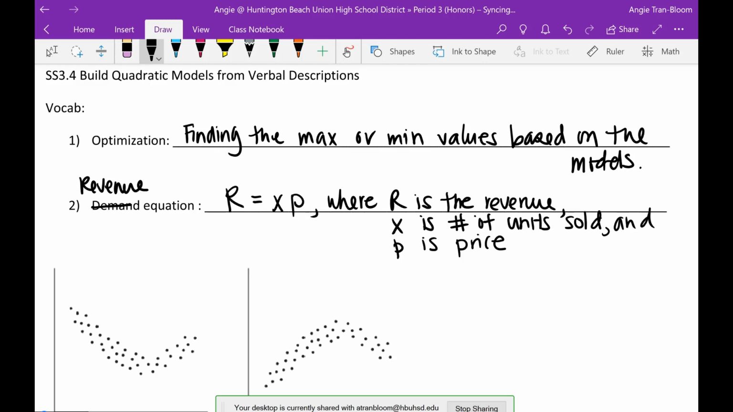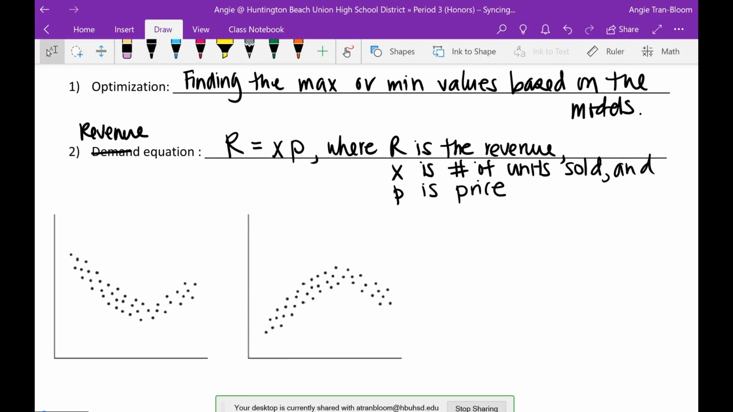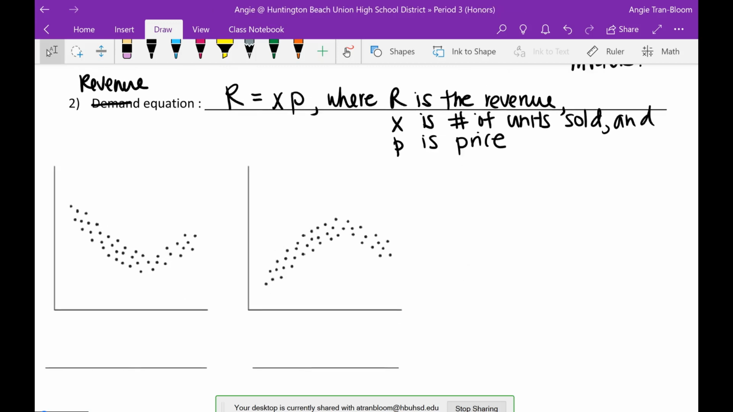Okay. So here there's only 2 models, max or min. If you are given data that curves like that, does it look like a max or min? Min, right? So we're going to have y equals ax squared plus bx plus c, where a is less than 0, a negative value, or greater than 0, a positive value.